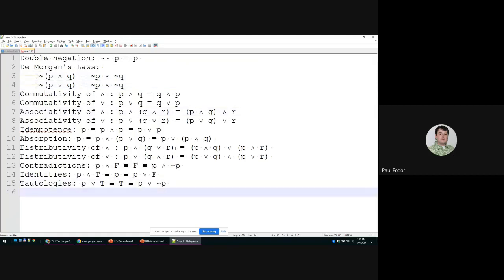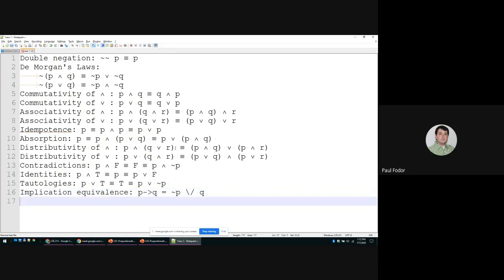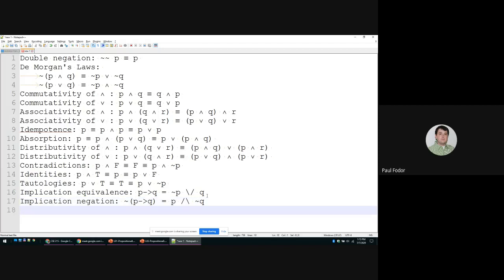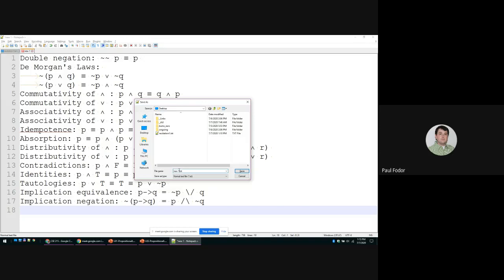We don't have the implication ones. So, implication. Equivalence one, let's put it like this. P implies Q is logically equivalent with not P or Q. And negation: the negation of P implies Q is logically equivalent with, basically applying De Morgan on this, P and not Q. That's it. Let me also upload this. So these are, let's call it, standard logical equivalences.